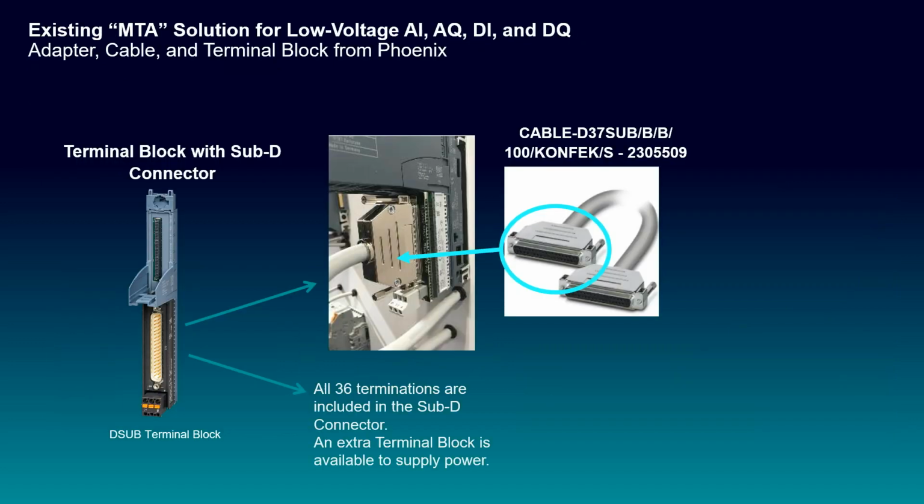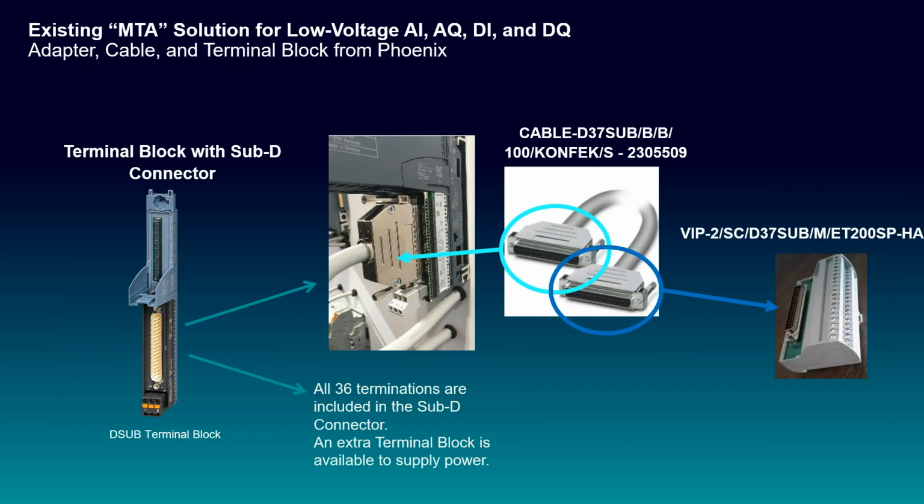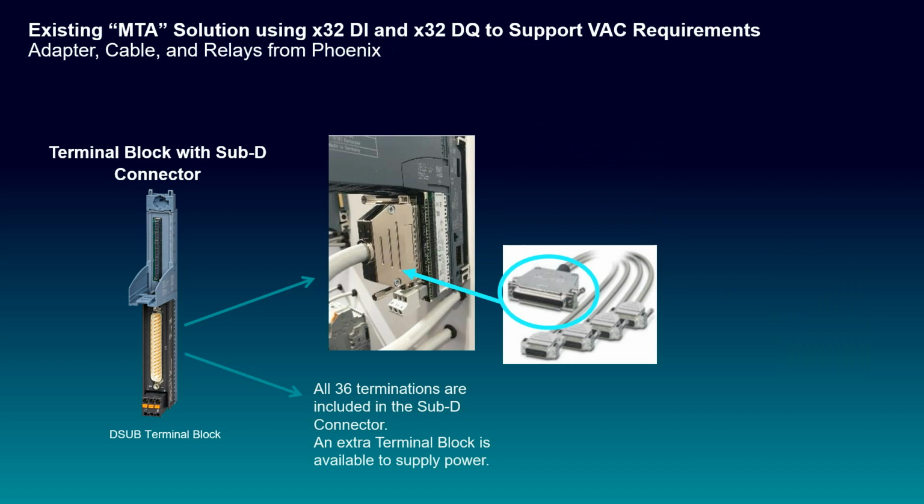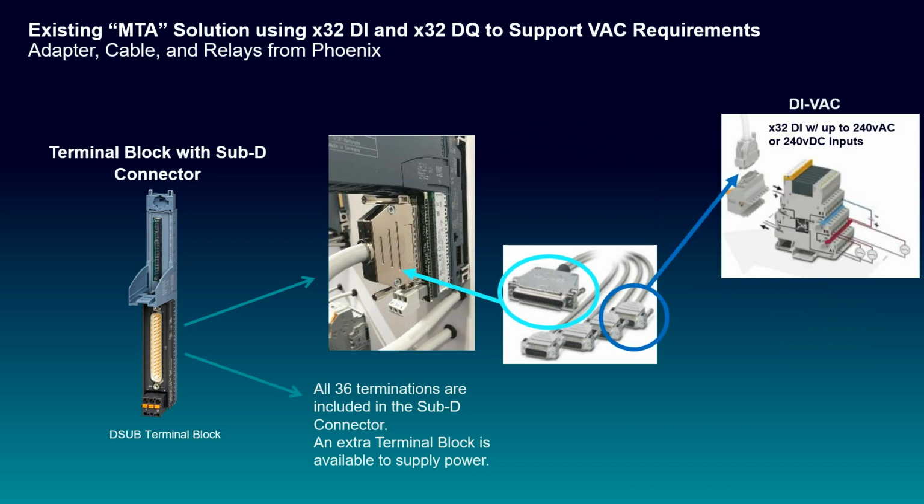As a specific example, we could take the D-sub terminal block, connect that with a Phoenix standard cable, and then connect that to a Phoenix terminal block or MTA. So in this case, we're going from an analog input, analog output, discrete in, discrete output module through the D-sub to a remote terminal block that's got screw terminals on it. On the AC side, I could take that same D-sub terminal block. I can use the 32-channel discrete input module. Now I use a different standard cable from Phoenix, and I can connect to blocks of relays that will support up to 240 volt AC on the inputs.